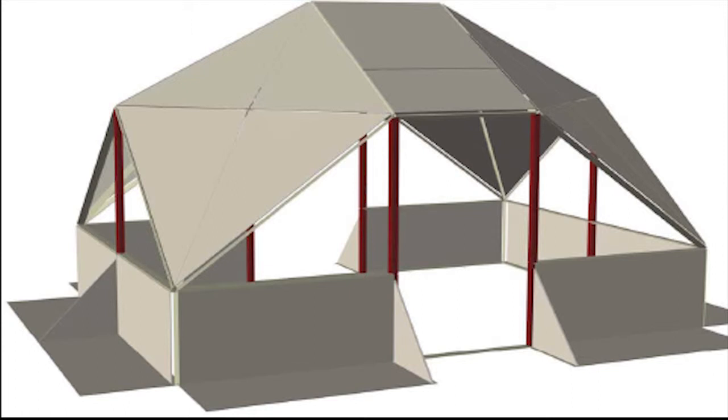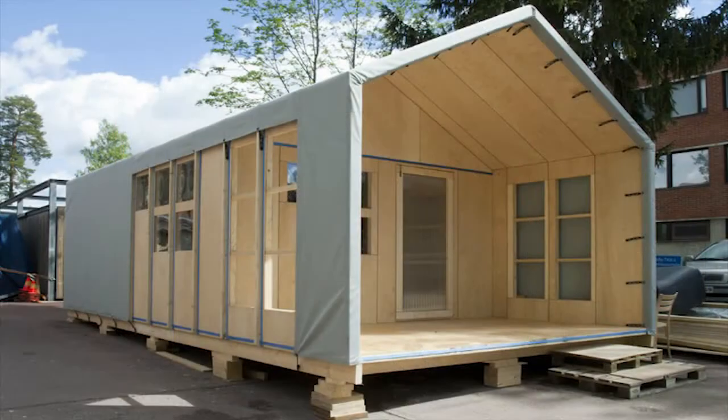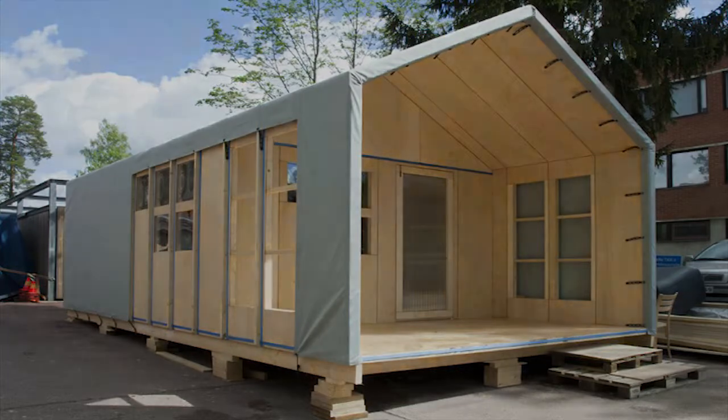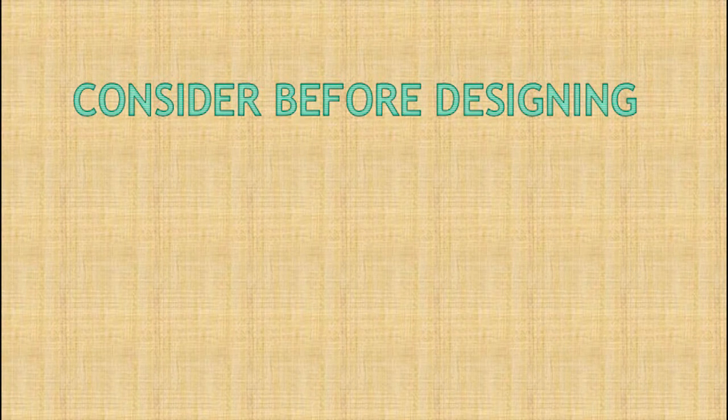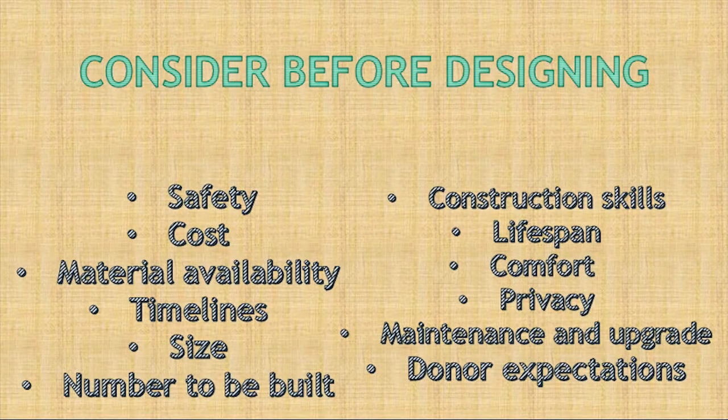Transitional shelters can support people affected by a disaster between the emergency and the time when they will be able to build or rebuild long-term housing. If the transitional shelter is well designed, the materials can be reused for the long-term housing. Before building a transitional shelter, there are many things which need to be taken into consideration. The most important of which are safety, cost, material availability, timelines, size, number to be built, construction skills, and many others.